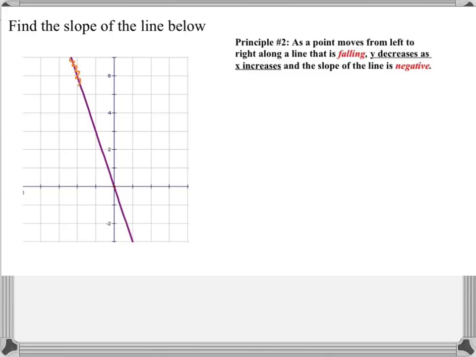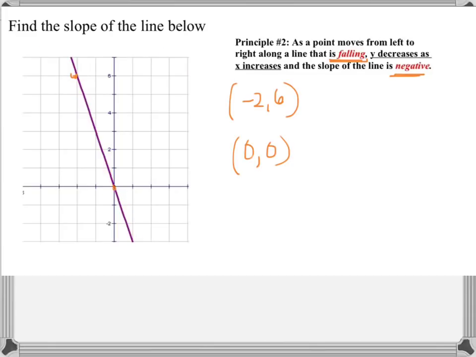So here I'm going from the left to the right on the screen. Okay, so if I go down along the line as I move from left to right, the line is considered falling, and the slope turns out to be negative.